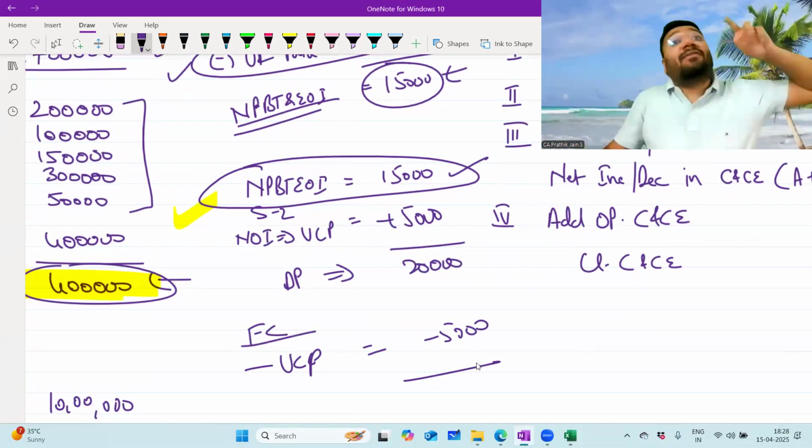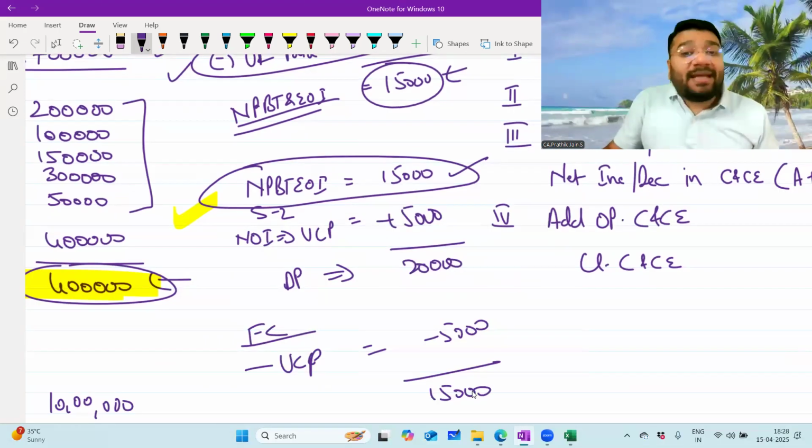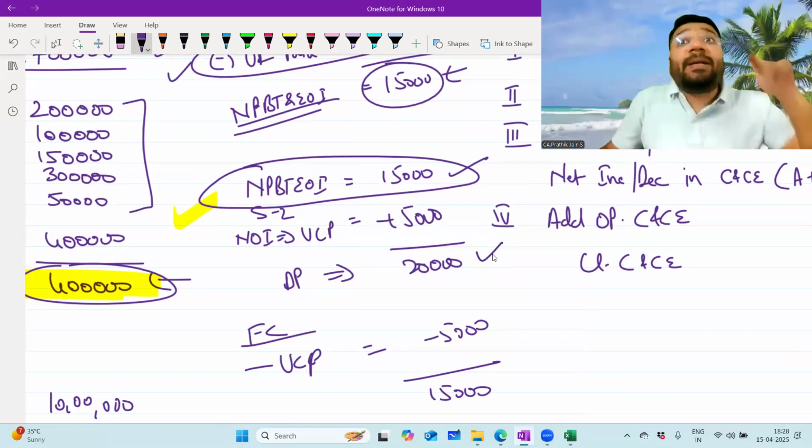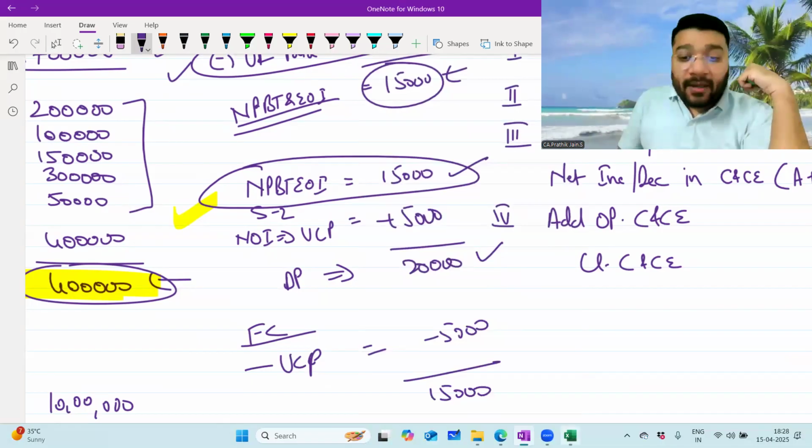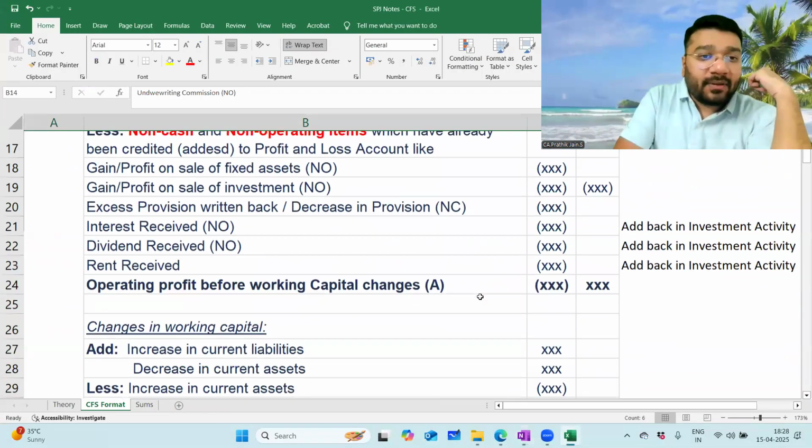So what is your net inflow? 15,000 is net inflow. But actual inflow from operating activities, how much? 20,000 rupees. Are you able to follow? Yes, sir. Now listen to me very carefully.